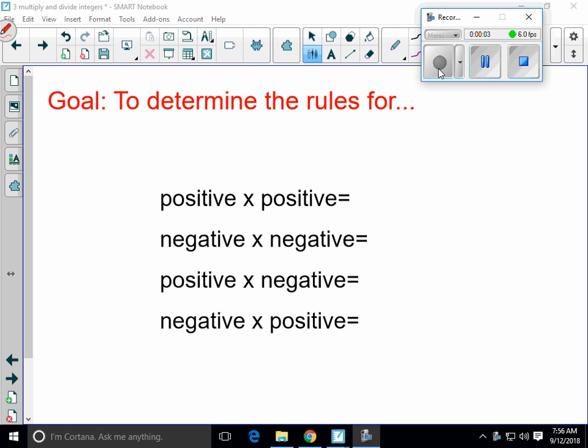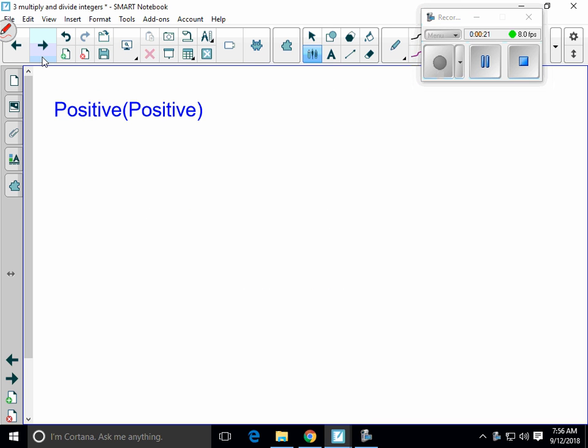In this video, we're going to review how to multiply and divide integers. And really, we're going to see if we can develop the rules to see where these rules came from. Okay, so we're going to go through these four cases: positive times a positive, negative times a negative, positive times a negative, and negative times a positive.